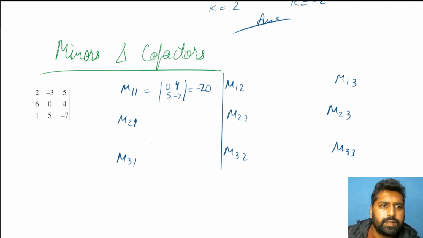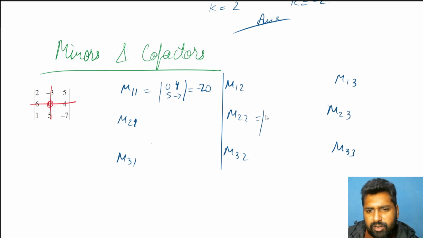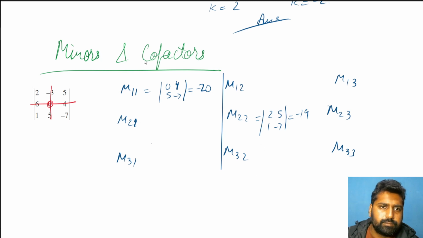Let's do it for any other value. Let's calculate this M22. Leave the row, leave the column. You'll get a 2 cross 2 matrix: 2, 5, 1, minus 7. In order to avoid mistakes, better write it one time. Now solve the determinant. Minus 14, minus 5, minus 19.